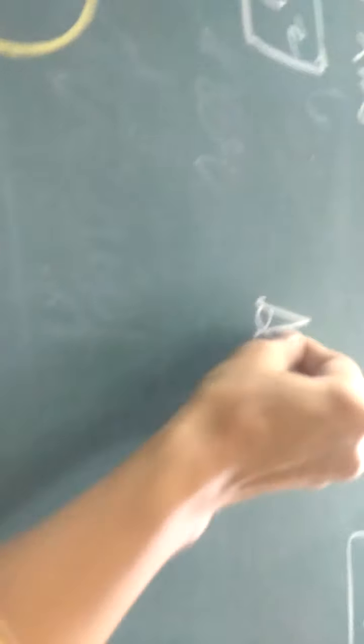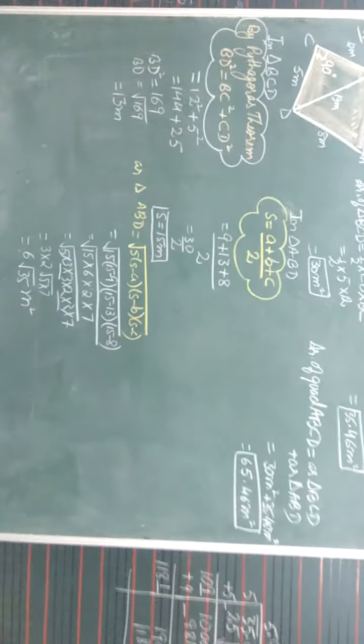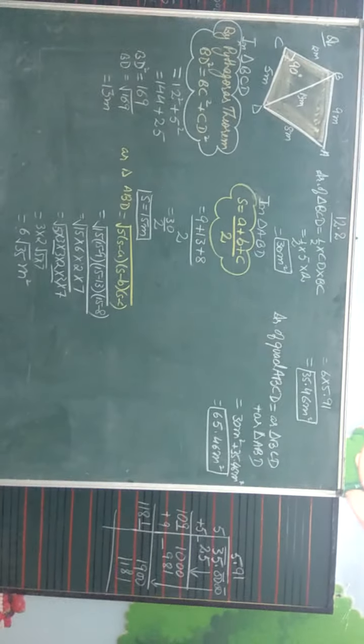Now the area of quadrilateral ABCD will be obtained by adding the two areas. Area of triangle BCD plus area of triangle ABD. So the first area is 30 meter square. Second is 35.46 meter square. By adding them we'll get 65.46 meter square, and this is the answer for the complete question. So dear students, I hope it is clear to you.